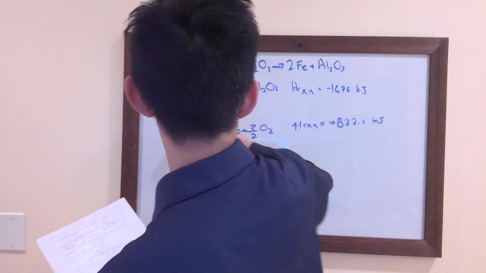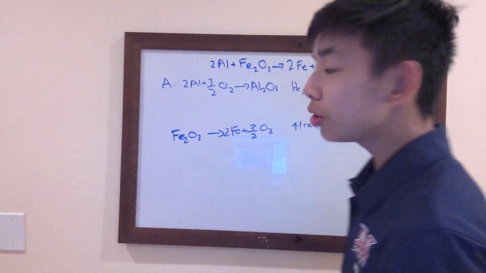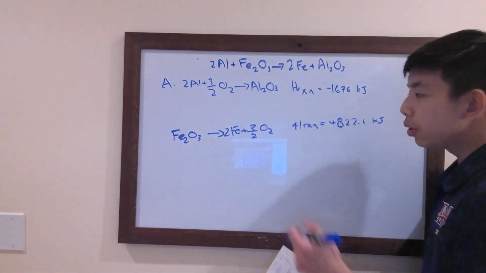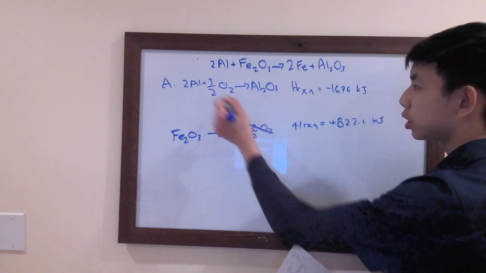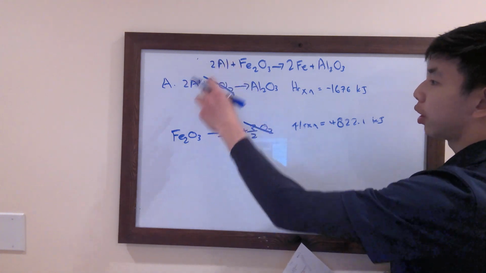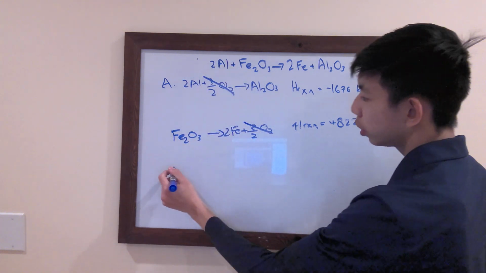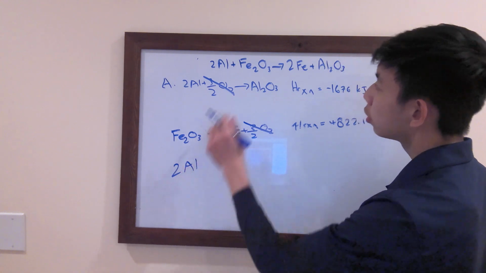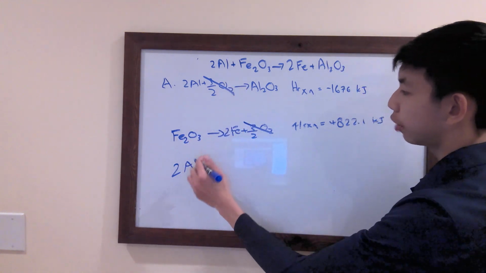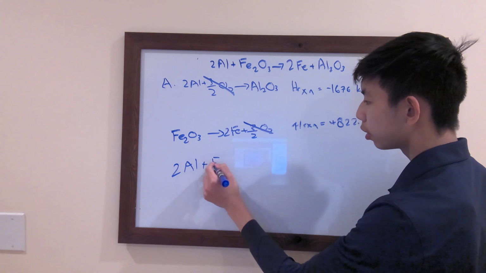Let's get rid of this one. Alright, cool. And so, bada bing, bada boom. The 3/2 O2 cancels out. And we're left with 2Al, and we put this Fe2O3 down here.